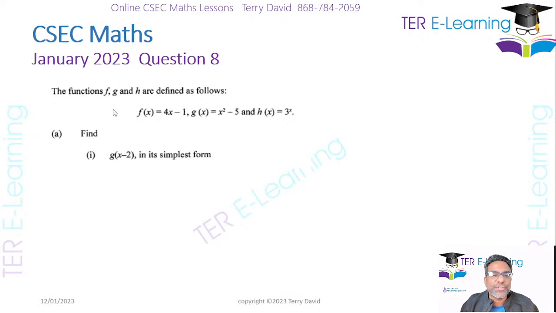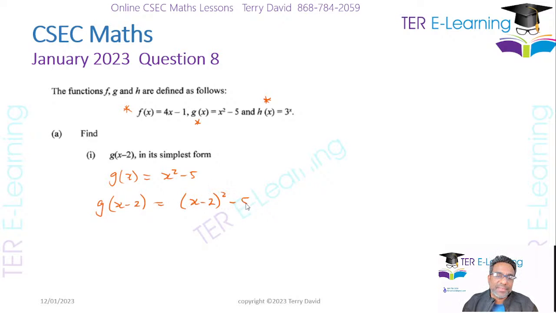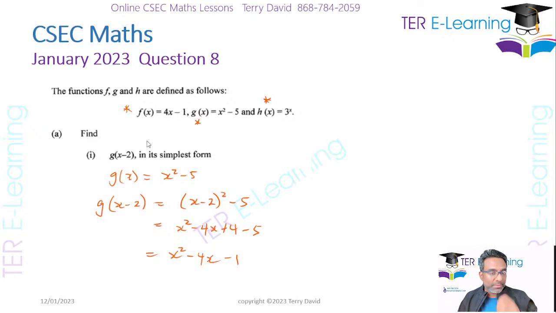Okay, so we have the functions f, g, and h. They gave us some definitions for these functions, and they want us to find g of x minus 2. Now, g of x is equal to x squared minus 5, and you want to work out g of x minus 2. All we're going to do here, guys, is substitute x minus 2 into the function g. So this is going to be (x minus 2) squared minus 5. When I expand (x minus 2) squared, that's x squared minus 4x plus 4 minus 5. So this is x squared minus 4x, and 4 minus 5 gives you minus 1. So that's the answer for g of x minus 2.